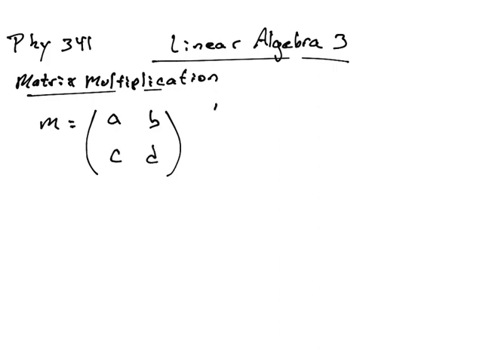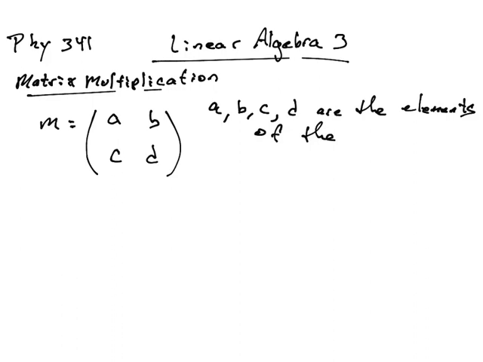This would be a matrix where A, B, C, and D are the elements of the matrix. And so it could be something like, for example, 1, 2, 4, -3. This could be a matrix. It contains the elements. We were given the standard notation for naming which element of a matrix we're talking about.